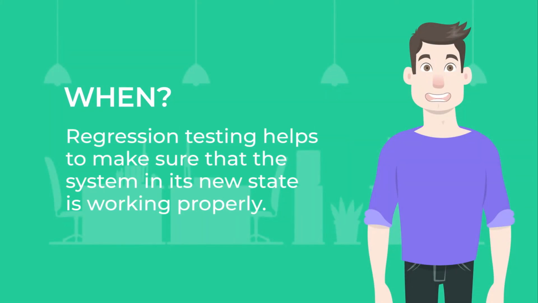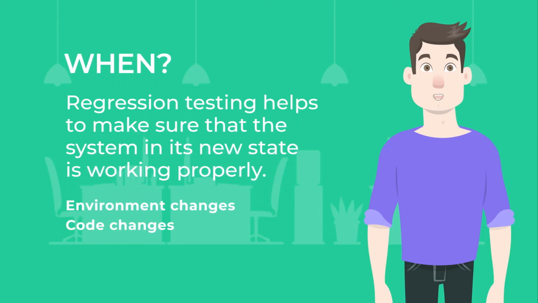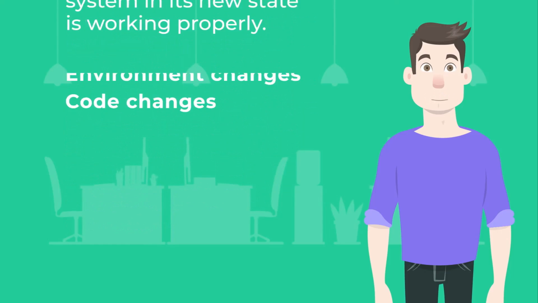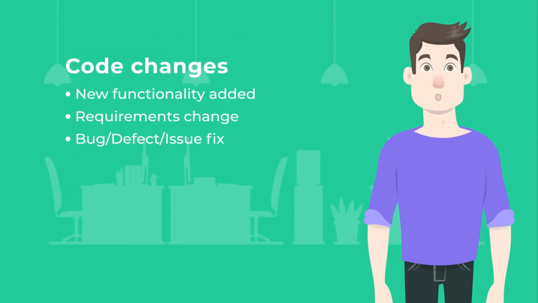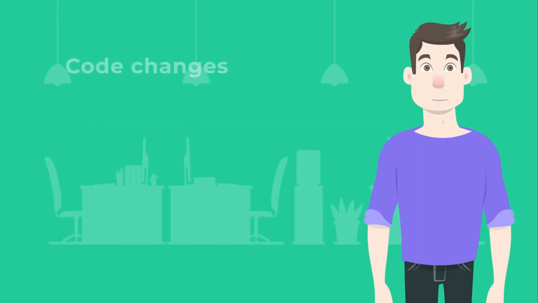When do we need regression testing? We need to run regression testing whenever there is a change in software code or environment. By changes in code, I mean anything that modifies any part of a software product. New functionality added, a change in the requirements, bug fixes. Keep in mind that regression takes place at the end of every iteration, not immediately after the change. Otherwise, it can keep us going round in circles.